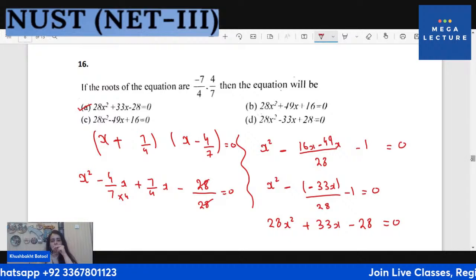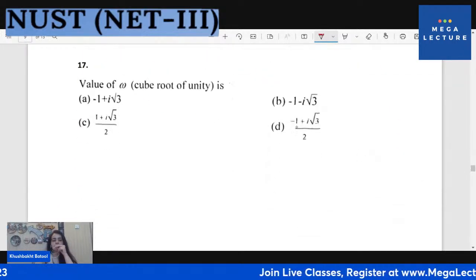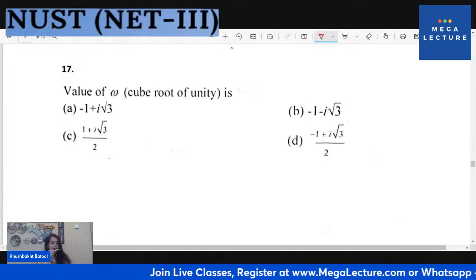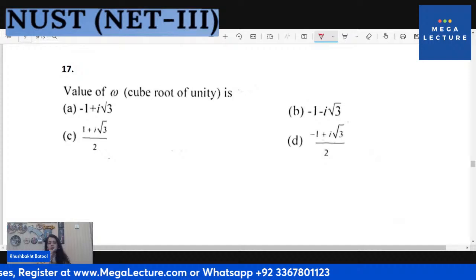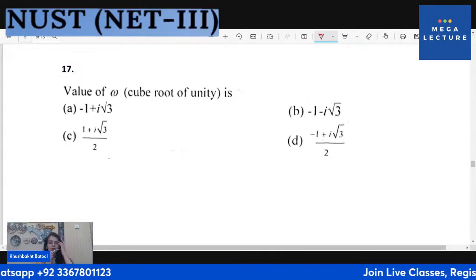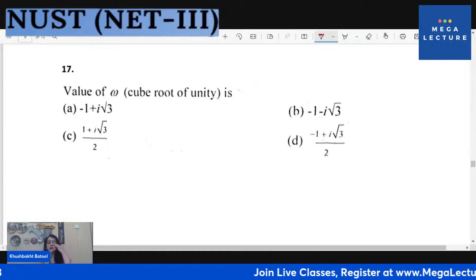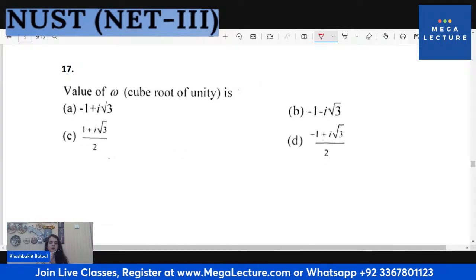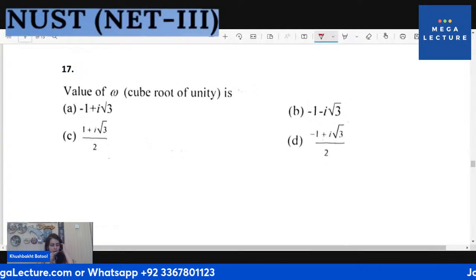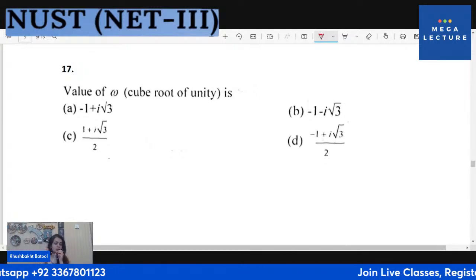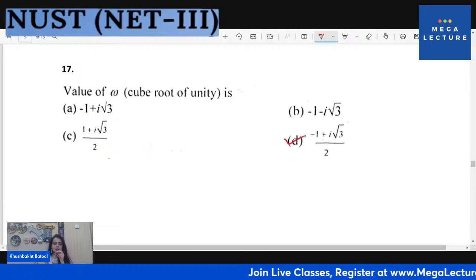All right, the next question is question number 17. Now it says the value of omega. Omega is basically one of the cube roots of unity, and we have three cube roots of unity. It's 1, omega and omega square. So for omega, you should know it's minus 1 plus iota root 3 by 2. So the answer is going to be D in this case. All right, so this would be your answer.